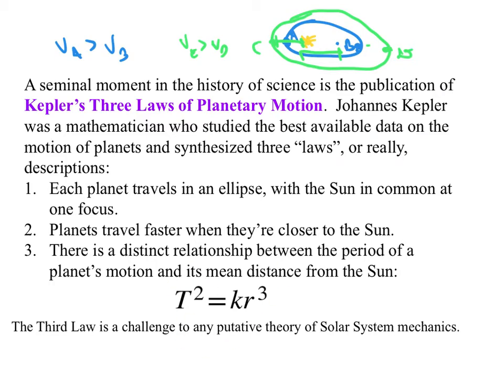This thing comes out of nowhere. It just falls out of the data. There's no one who said ahead of time, oh, I would expect that. And so it's a challenge to anybody who's going to try and explain how the solar system works. Your theory has to produce this very specific relationship.